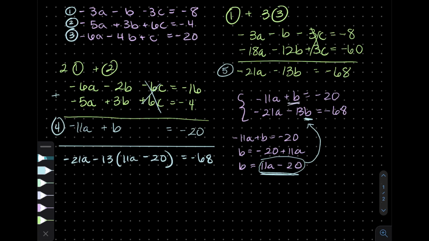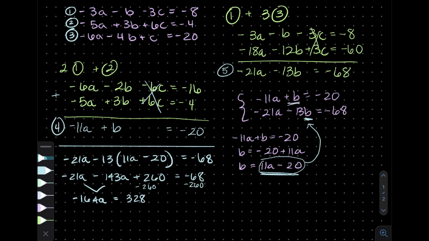This is just a linear equation, right? So we'll do negative 21a, negative 13 times positive 11, this is where we messed up, is negative 143a. 13 times 20 is, they're both negative, so it's going to make a positive 260 equals negative 68. To solve this, we'll combine like terms. 21 and 143 makes negative 164a. We will subtract 260 from both sides. 68 and 260 makes 328.